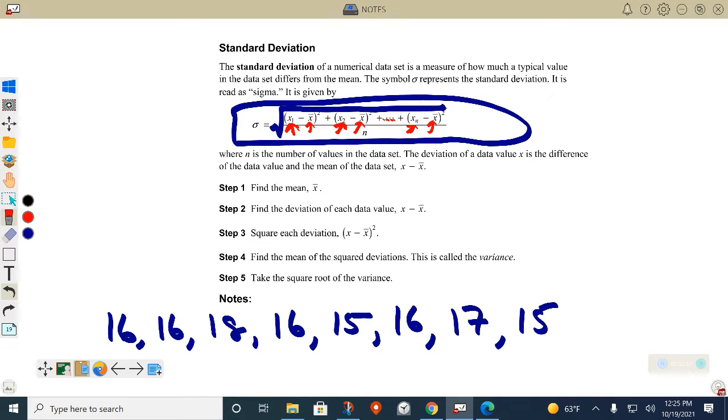How far is every data value from the x bar? In other words, how far is Ontiveros from the average? How far is Gabriel from the average? Rojas, all you. How far is every single one of you away from 16? That's what we're doing right here in this numerator.